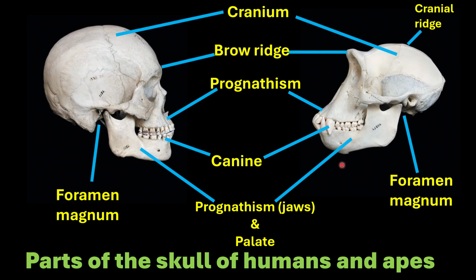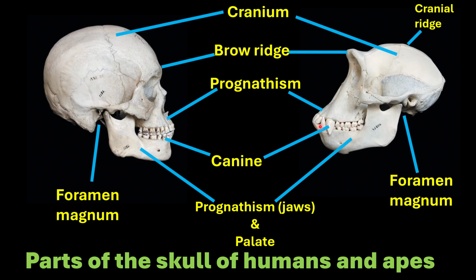But if you look at this ape, you can see the mouth is projected forward. There is a forward protruding of the jaw. Then if you look carefully, you can tell the dentition, that's the canine. Over here, you don't see such a canine. But we do have a canine, though ours is very small.